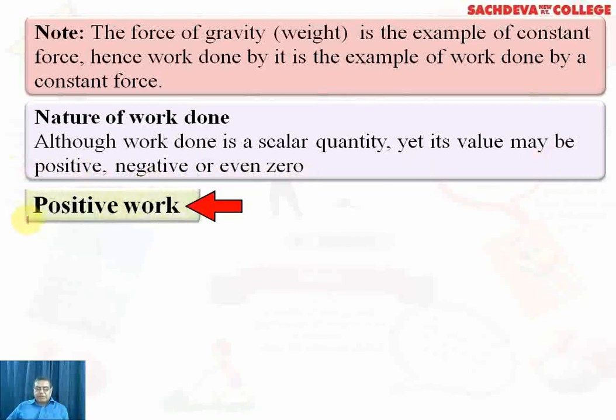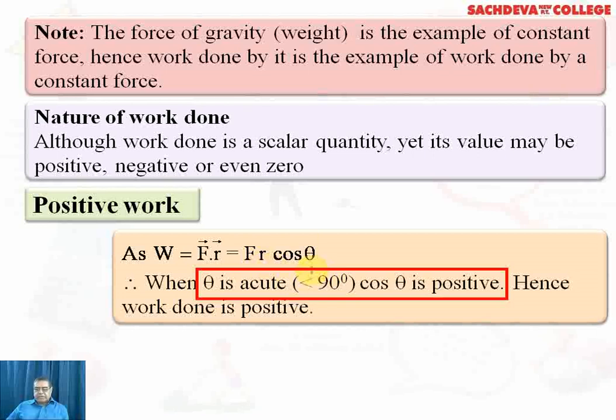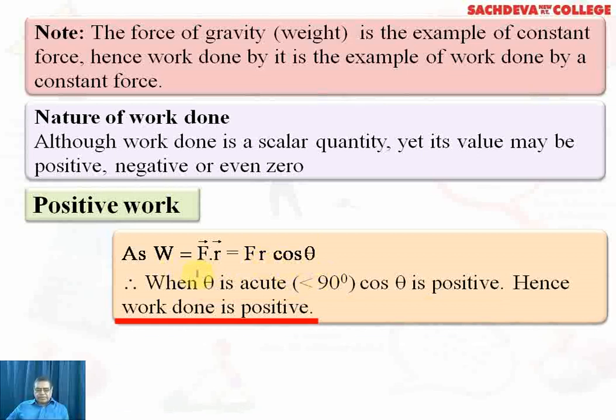Now we can have the positive work. We take the dot product of F and R, which is equal to W, or it can be written in the scalar form, that is F R cos theta. Theta is acute, meaning less than 90 degrees, then cos theta is positive. Hence work done is positive.